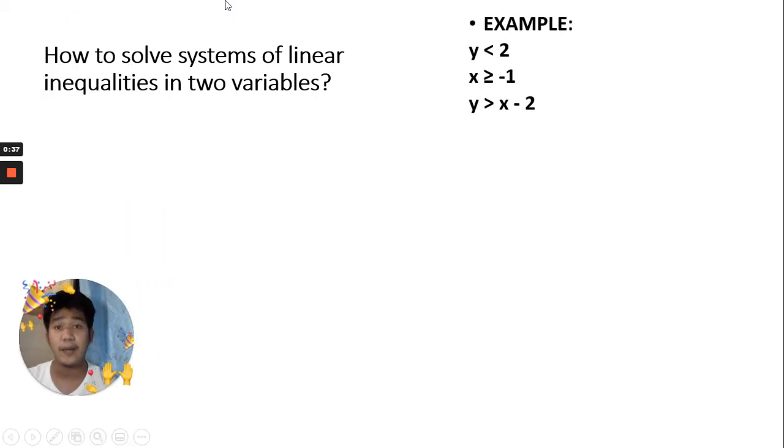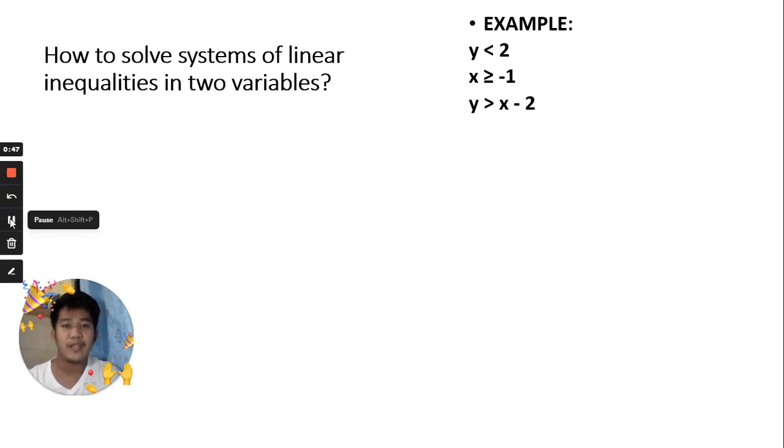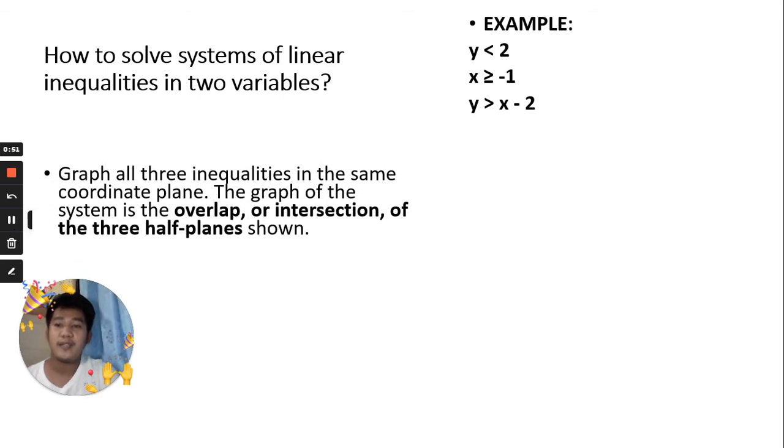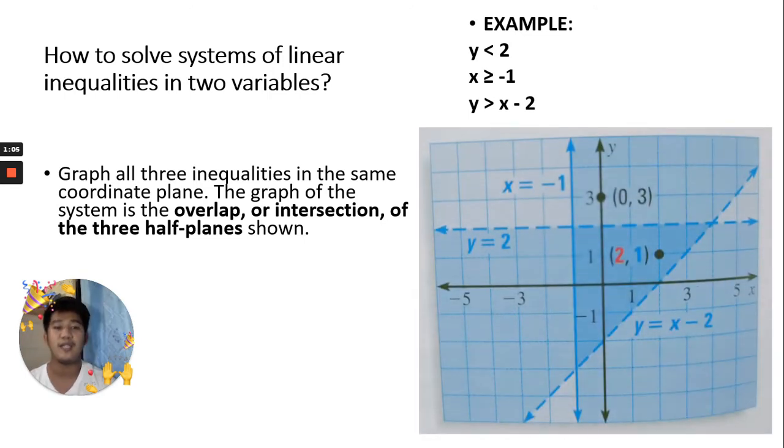Here it is. Example, we have y is less than 2, x is greater than or equal to negative 1, and y is greater than x minus 2. So in here, we're going to graph all three inequalities in the same coordinate plane. Okay, all these three. The graph of the system is the overlap or intersection of the three half planes. So shown here it is. Okay, so this is the graph.